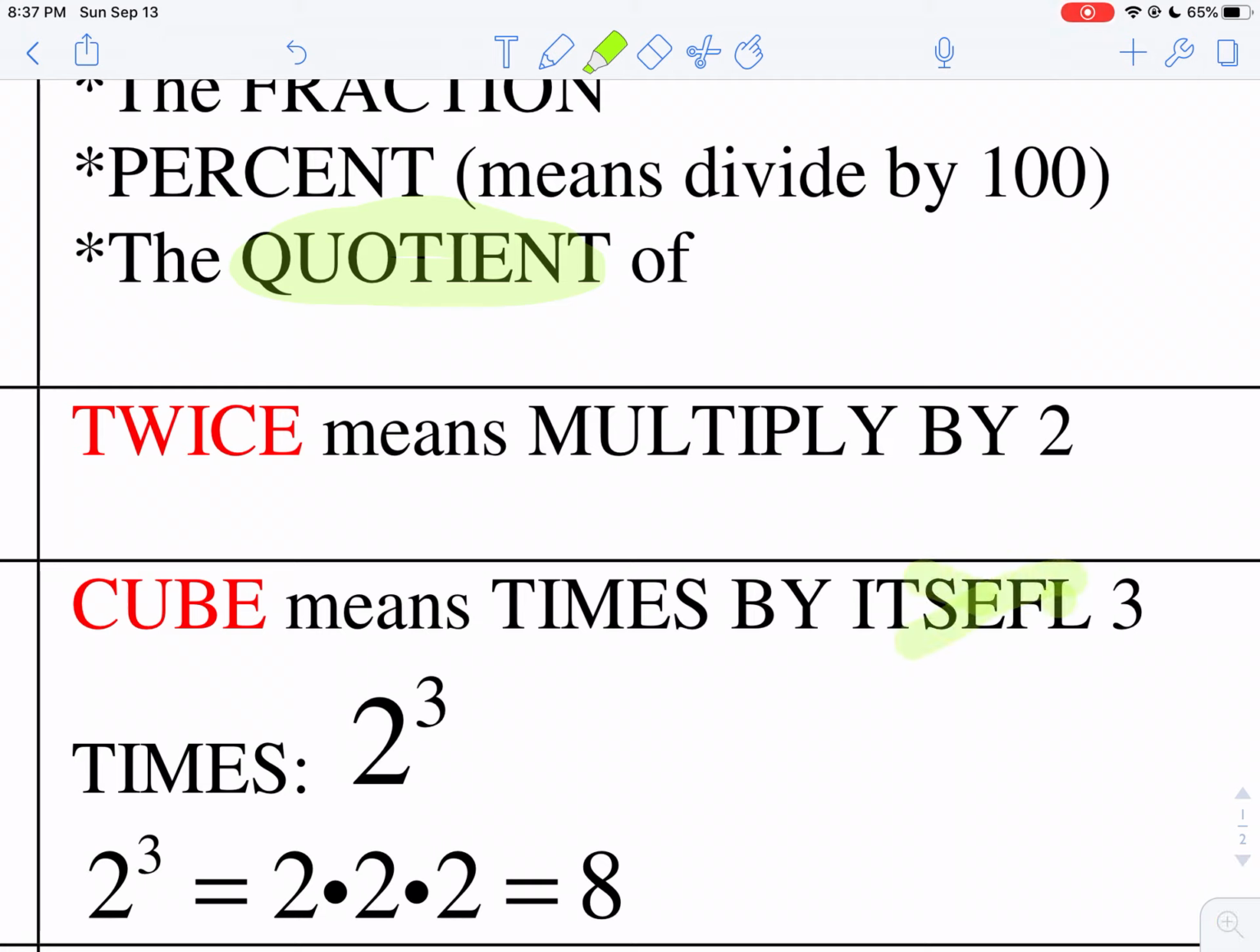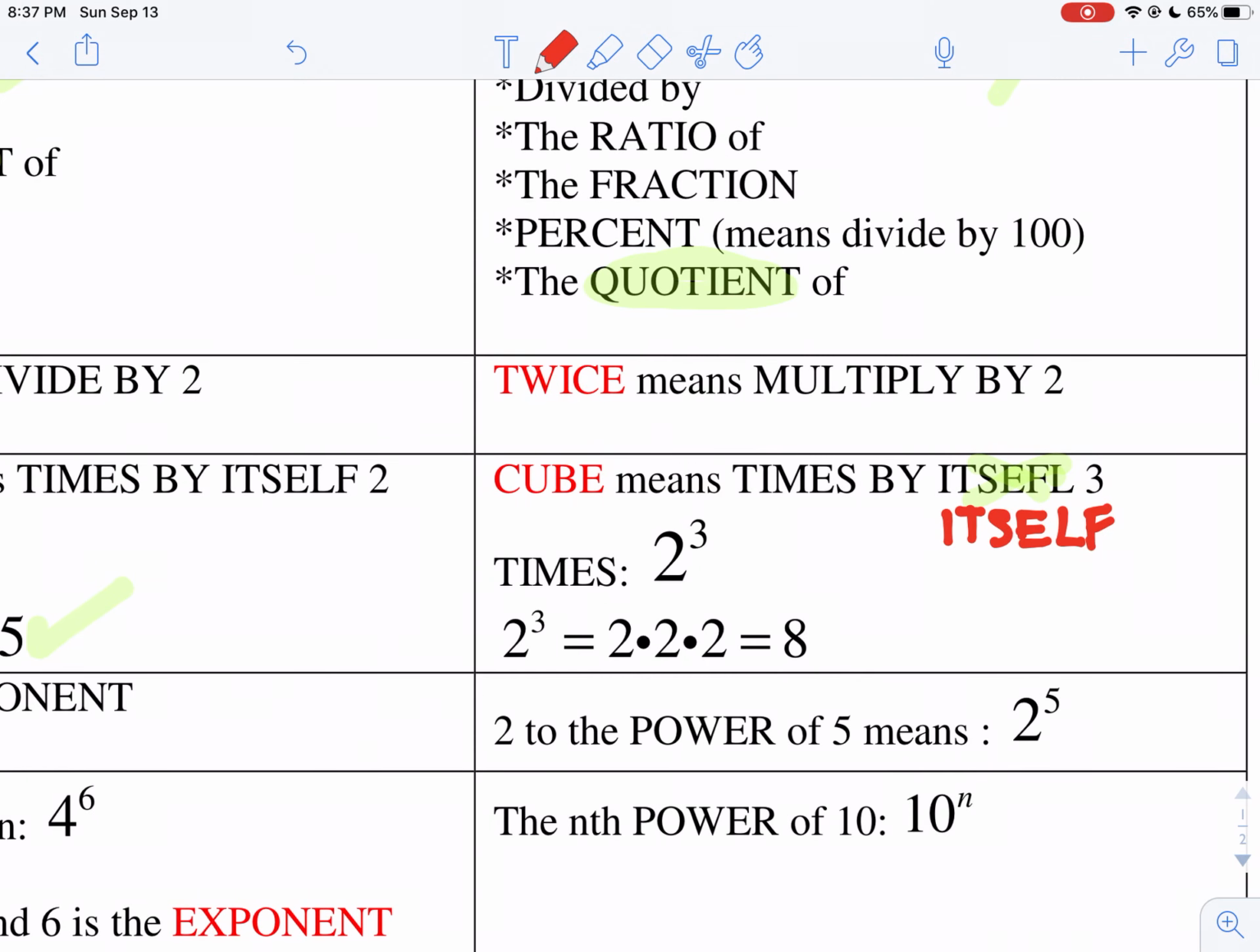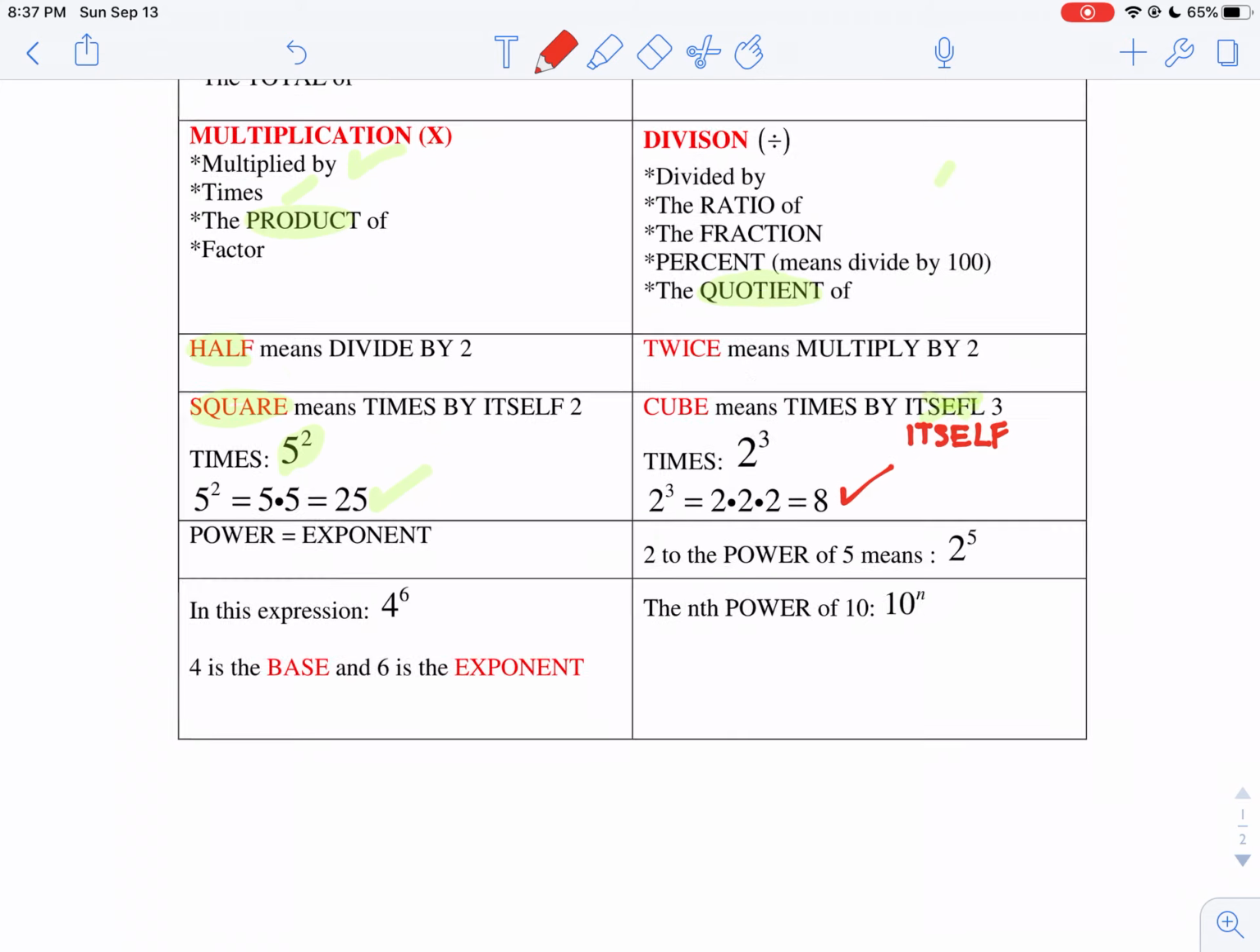Oh, there's a typo right there. Itself. And that's how you should spell it. All right, so 2 cubed would be 2 times 2 times 2, 3 times. So it's 8. Again, it is not 6.